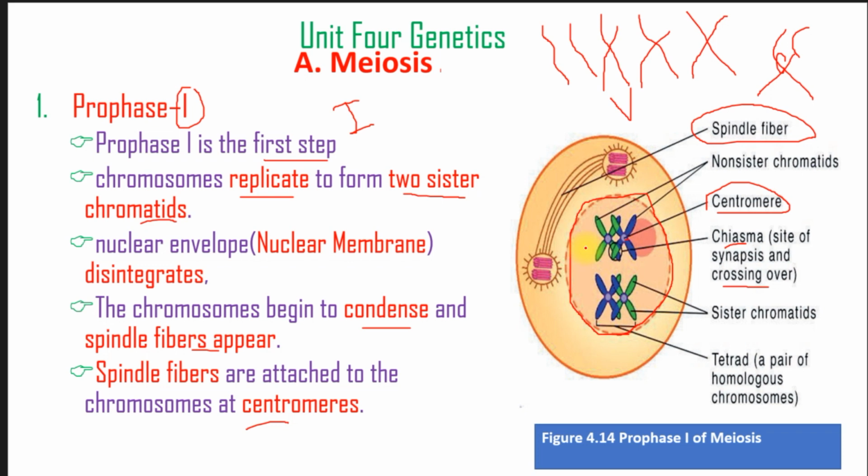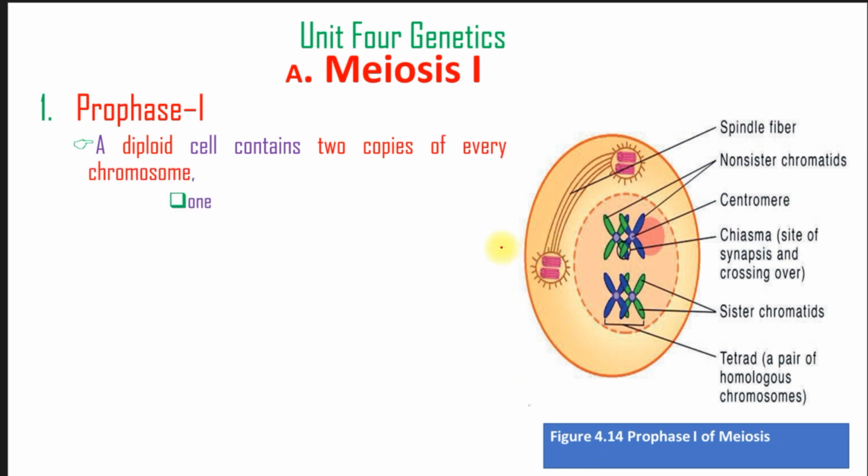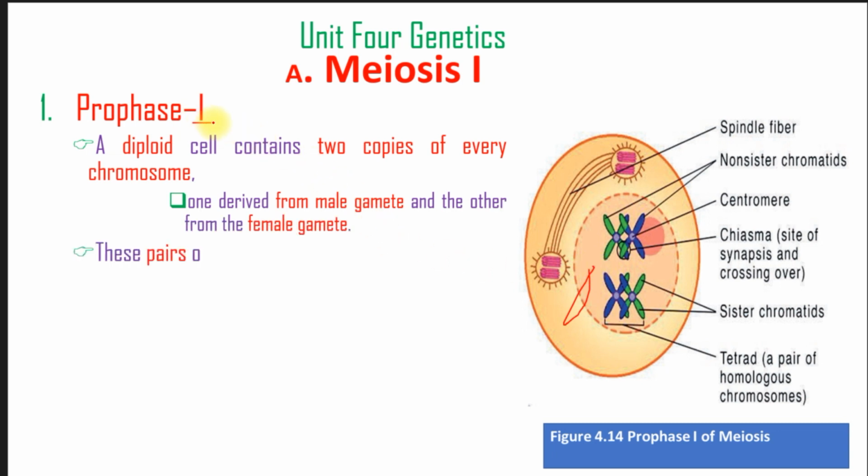The chiasma is where the chromosomes cross over and exchange parts. This is prophase I of meiosis I. Still we are talking about prophase I.